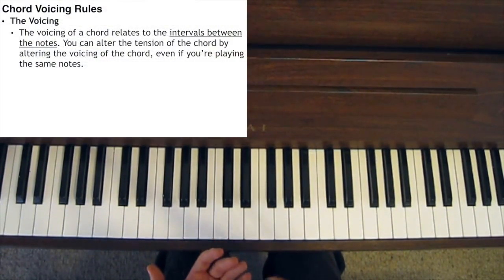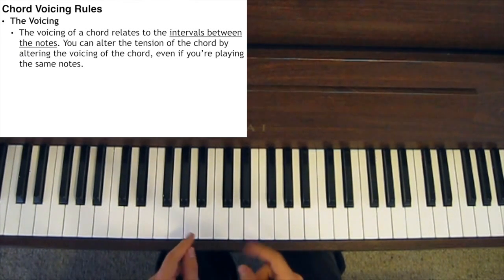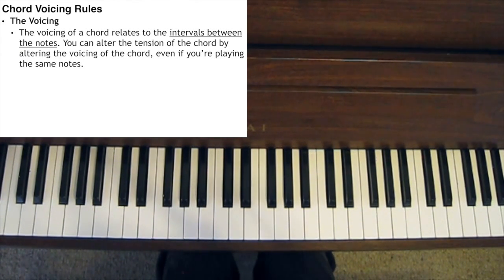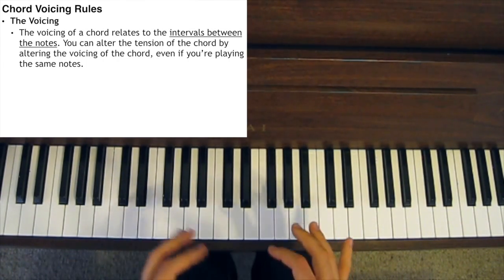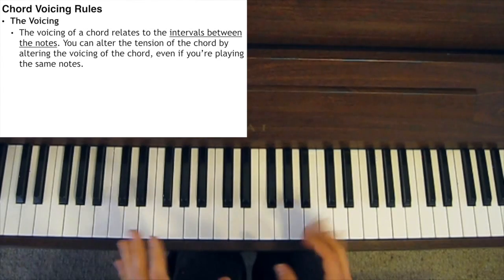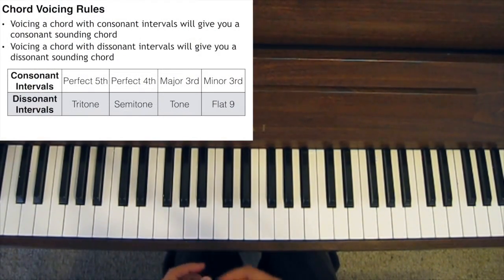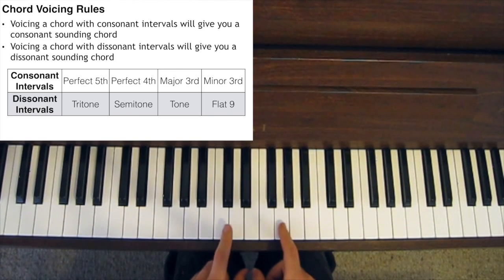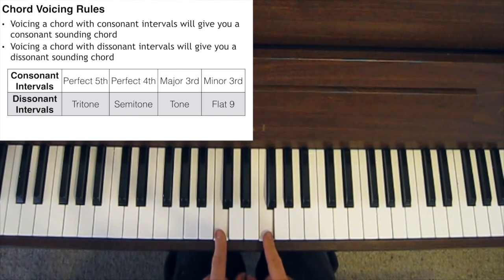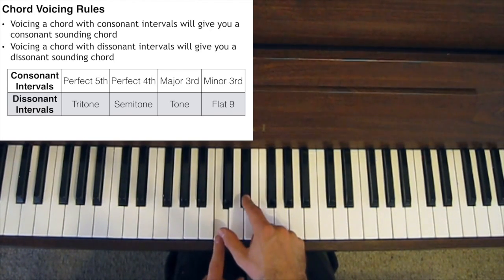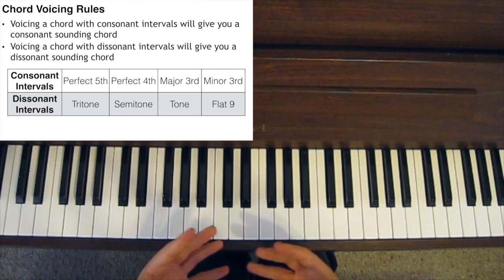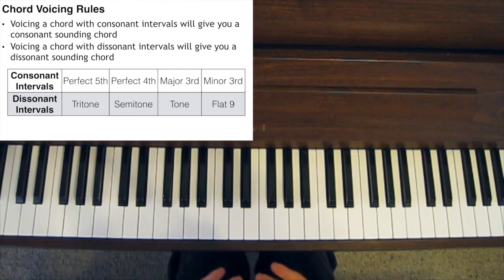Now, the voicing of the chord depends on the intervals between the notes. And so you can alter the tension or the dissonance of the chord by altering the voicing of the chord that you're playing, even if you're playing all of the same notes. So voicing a chord with a lot of consonant intervals like perfect fifths or perfect fourths or major thirds or minor thirds will give you a really consonant and pleasant sounding chord voicing.